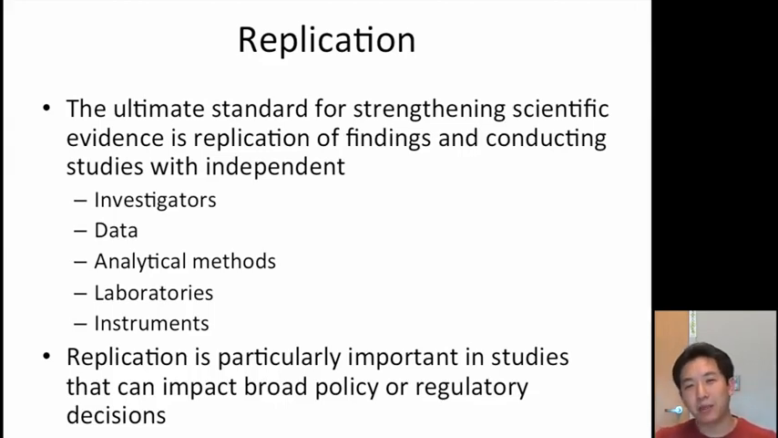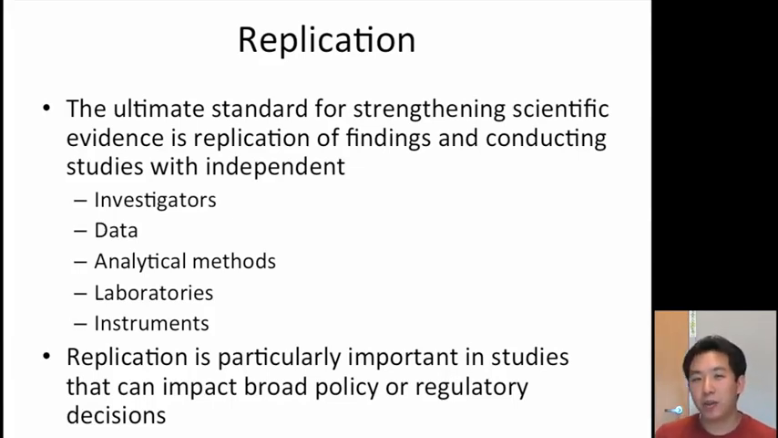And if lots of different people come up with the same result and replicate the original finding, then we can tend to think that the original was probably true and that this is a real relationship or real finding. So the ultimate standard in strengthening scientific evidence is replication, and the goal is to have independent people do independent things with different data, different methods, in different laboratories, and see if you get the same result. Because if a finding is robust to all these different things, then it's more likely to be true, and the evidence is stronger in its favor.